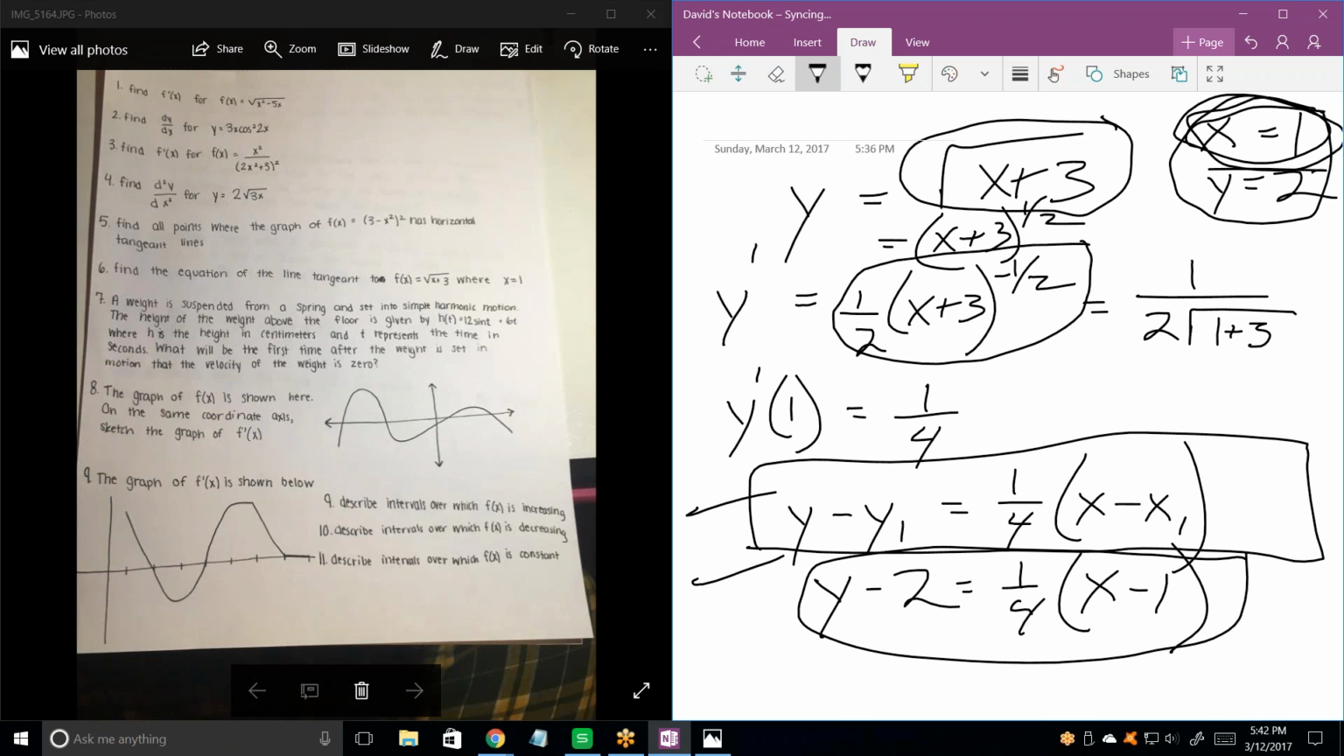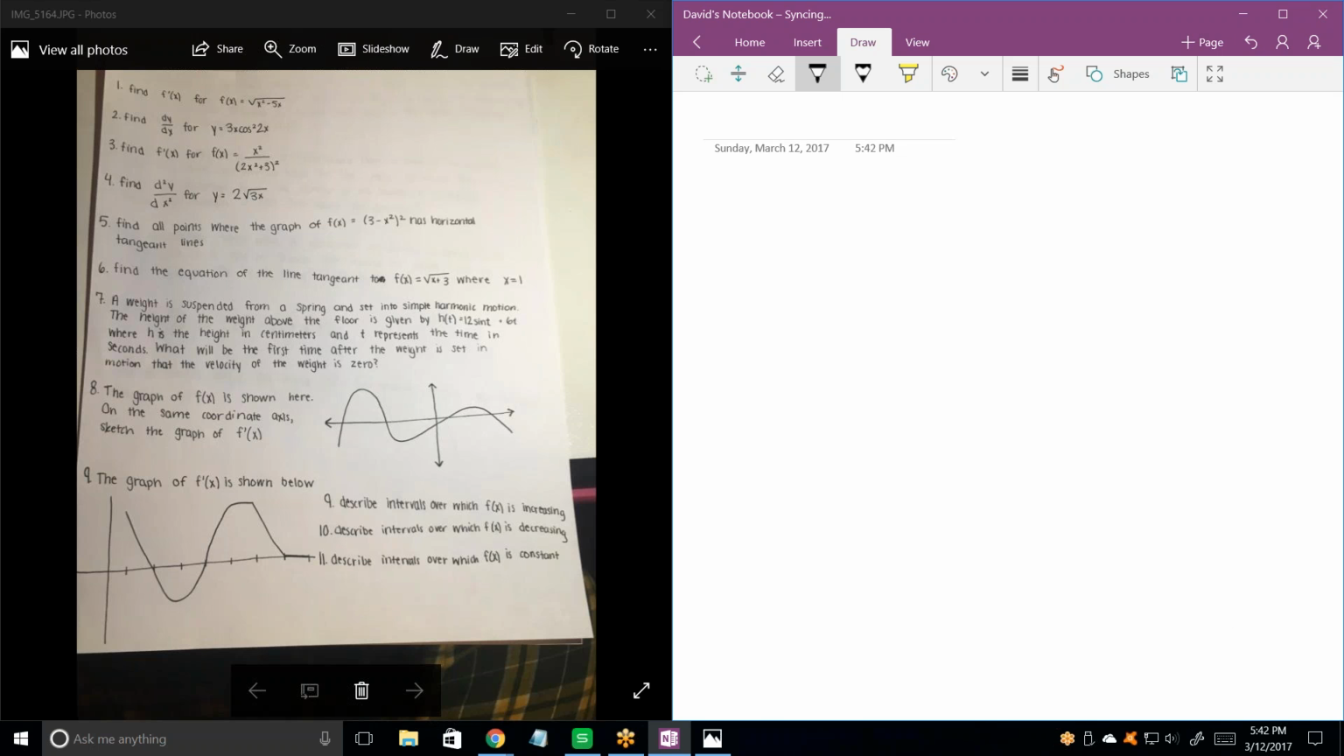All right. Number 7. Most of what they're giving you here you don't need to understand. In other words, the fact that this model is based on a weight suspended from a string in simple harmonic motion, you could cross that sentence out.